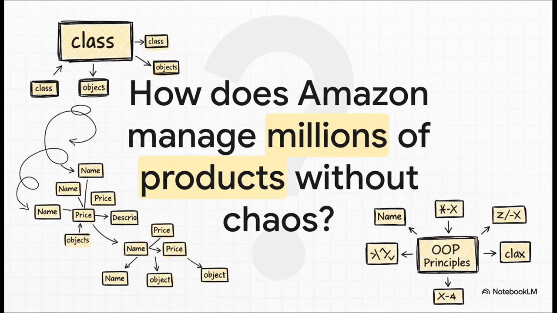So just think about this for a second. A site like Amazon has millions, literally millions of products. Every single one has a name, a price, a description, reviews. I mean, the list goes on. How on earth do you manage all that data without the entire system just imploding? That right there, that's the exact problem OOP was born to solve.